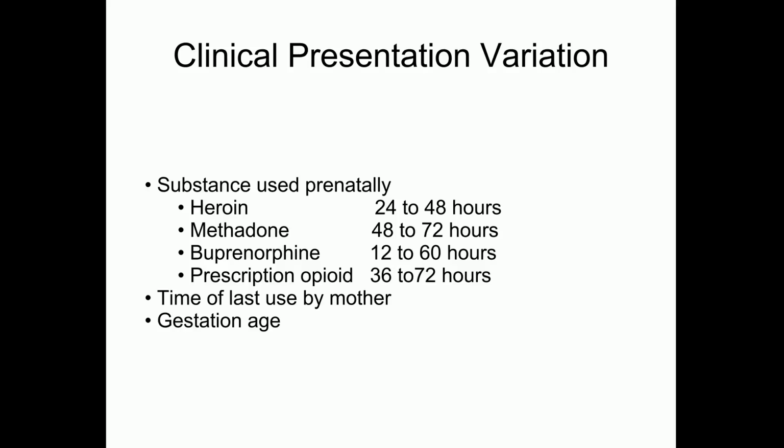40 to 80% of newborns exposed to heroin will display symptoms at 24 to 48 hours after delivery. 13 to 94% of newborns exposed prenatally to methadone will experience the onset of NAS at 48 to 72 hours. 22 to 67% of newborns prenatally exposed to buprenorphine will have NAS onset at 12 to 60 hours post-delivery. 5 to 20% of newborns exposed prenatally to prescription opioid medications will have onset of NAS at 36 to 72 hours following delivery. This is dependent upon the drug half-life.